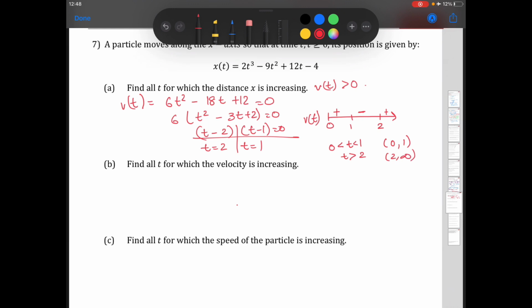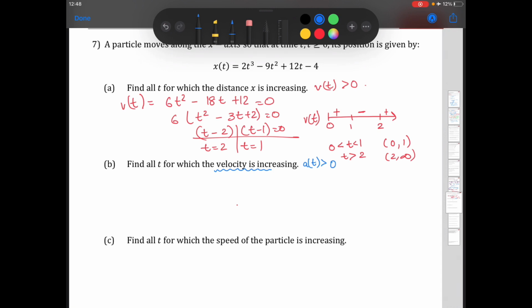So part B, it says find all t for which the velocity is increasing. Again, change in velocity means your rate, which is your acceleration. So I'm going to write wherever my acceleration is greater than 0.